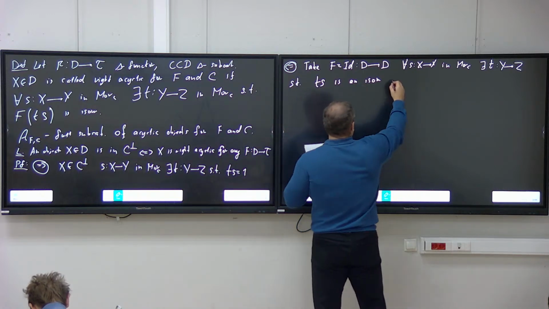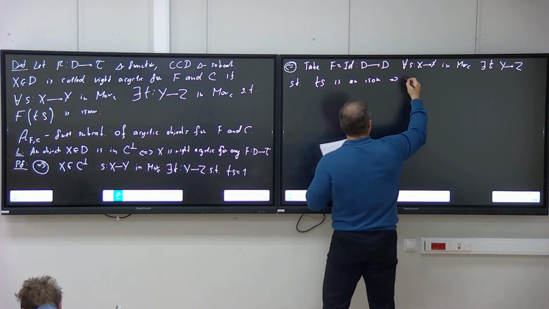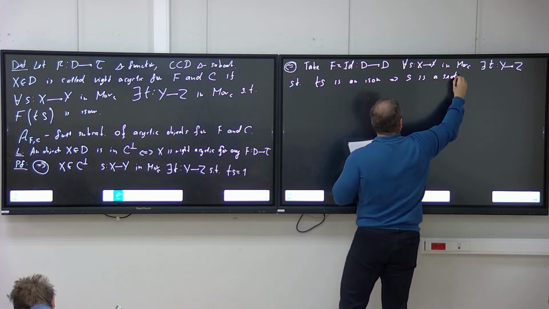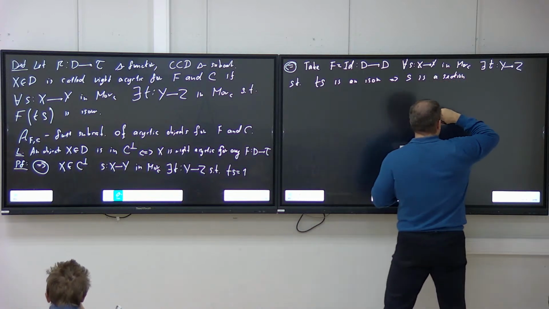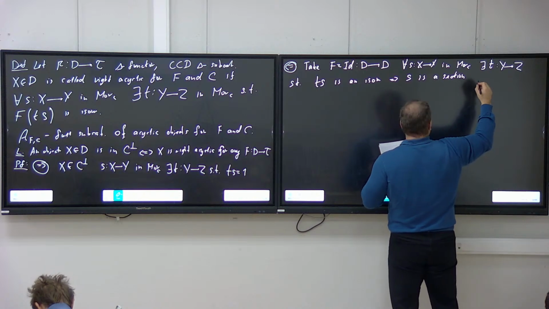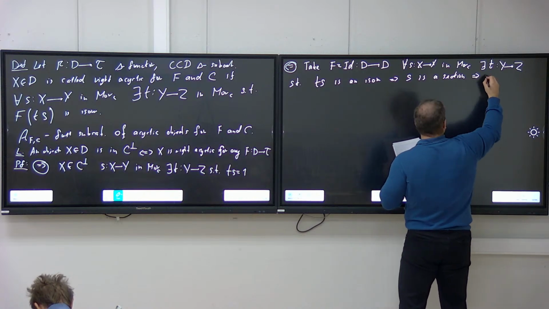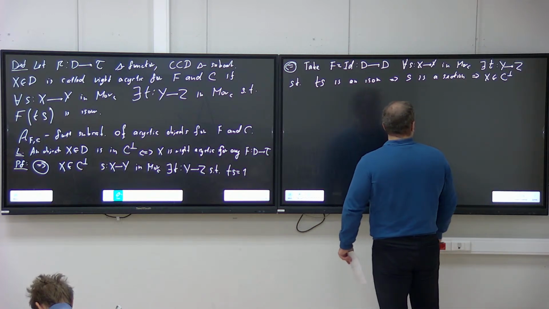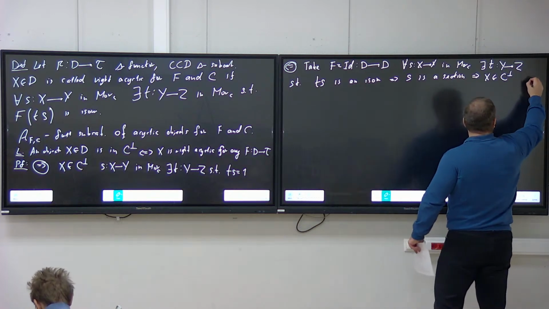Well, and then this immediately follows that S is a section, and that, again, using the same lemma, we can conclude that the X is in the right orthogonal to the C.